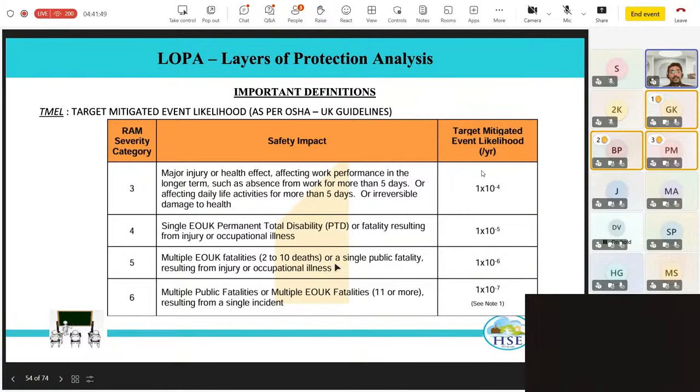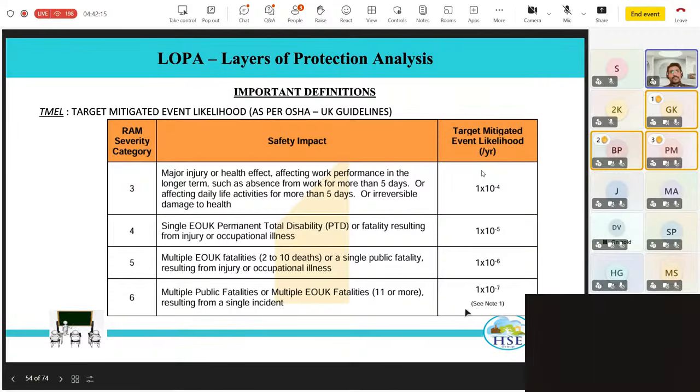Okay. Next is multiple public fatalities or multiple UK fatalities. That is 11 or more resulting from a single event. This typically means that the community, that is, the people living outside the facility, are exposed directly, and the direct impact leads to 11 fatalities. So that should not be more than 1 in 10 million per year. That is, 1 in 10 million is the maximum acceptable limit.